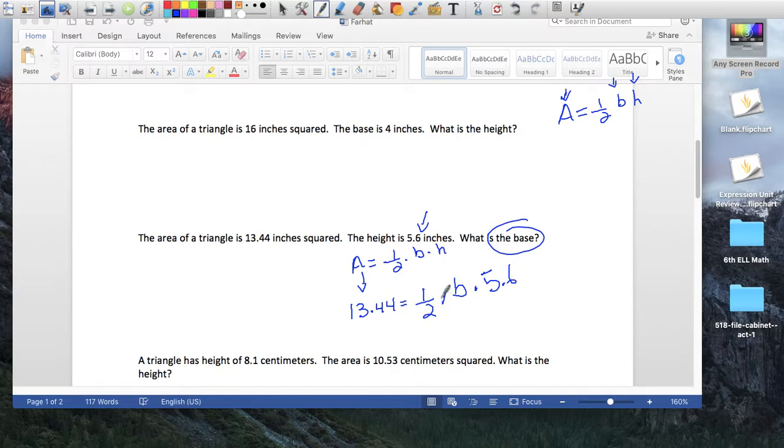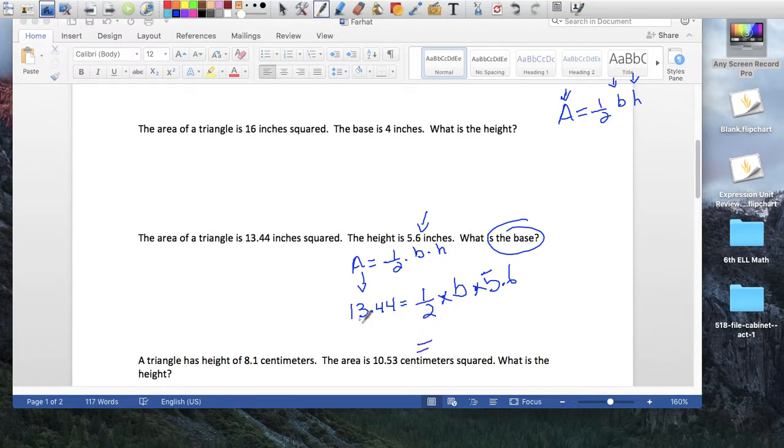Okay, so I'm going to make that a letter x so it doesn't get confused with that decimal. So 13.44 equals half times a number we don't know times 5.6. So our job is to find out what that number is, this mystery number b, so that when I multiply all these 3 parts, it equals 13.44. So 3 numbers are being multiplied, and 2 of them I know, 1 of them I'm missing, and that's the one I need to find.